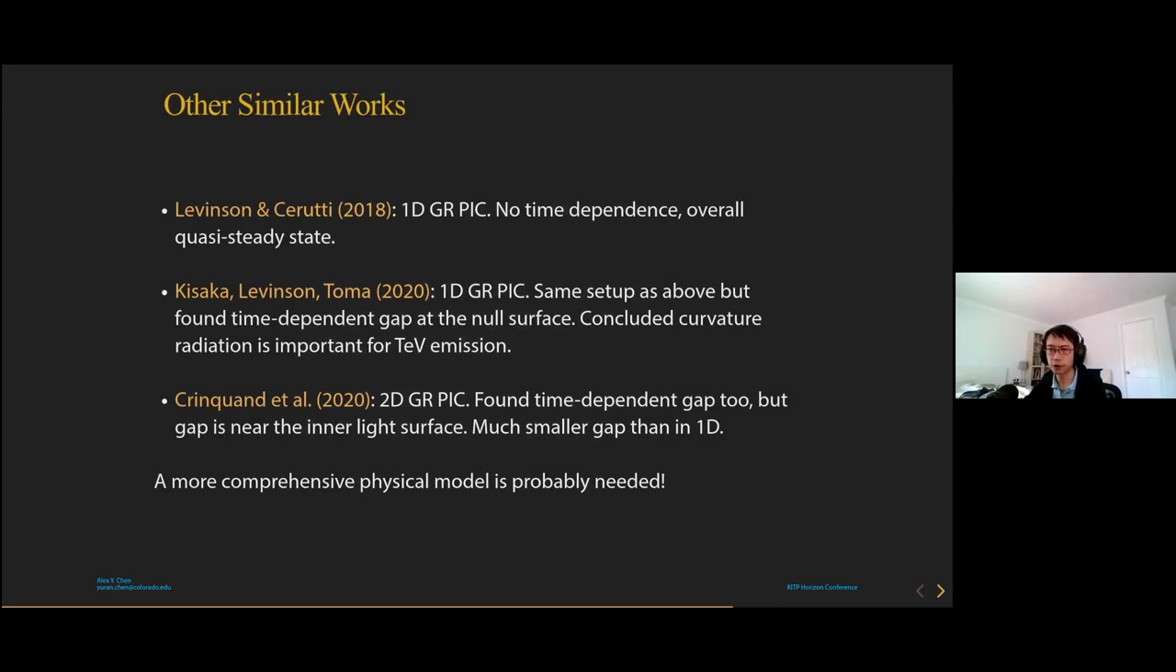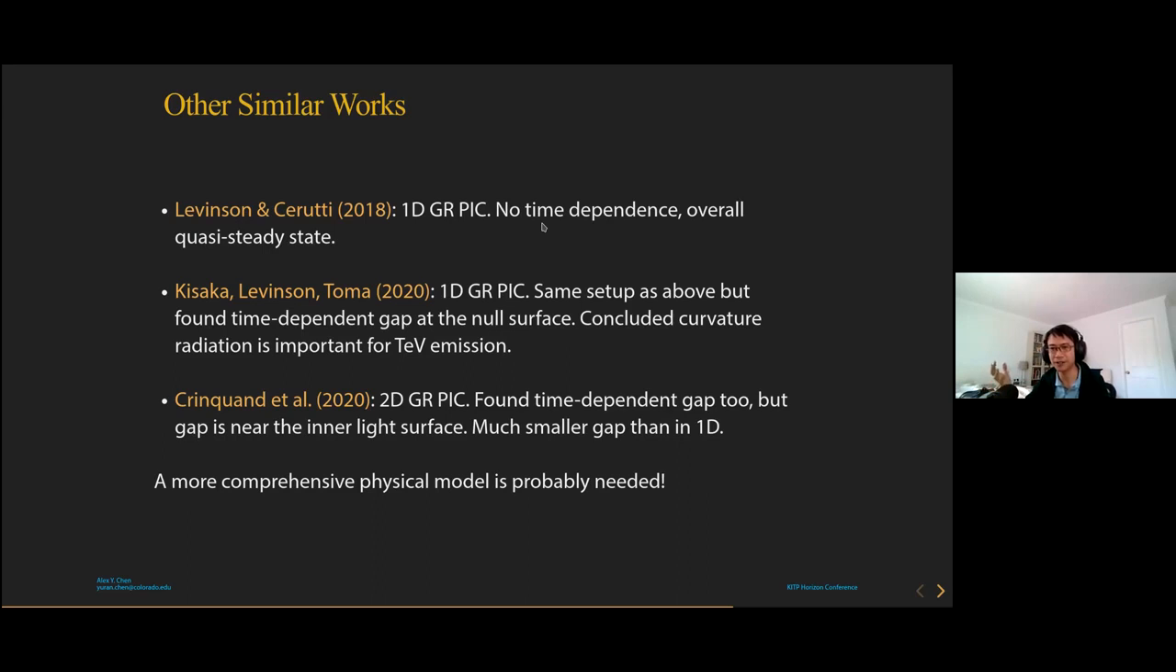There are several other similar works around this time. There's Emir and Benoit. They published this paper in 2018. They also had GR PIC, but they did not parameterize this motion along the B field. They just parameterized this motion along the radial direction. They don't have this effect on the B field. They didn't see a time-dependent gap.